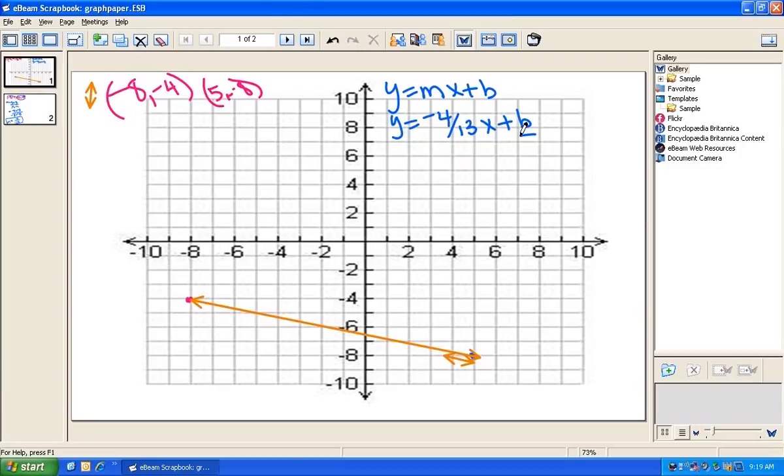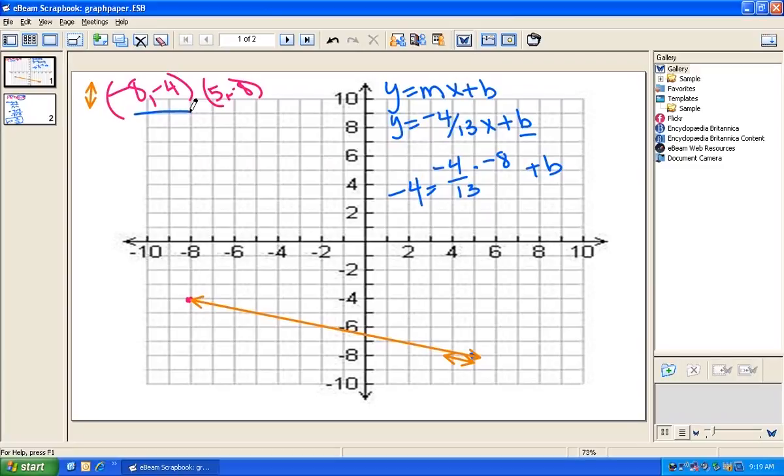Negative 8, negative 4. So that means I'm taking my negative 8 and plugging it in for my x, times my slope, is equal to my y, which is that negative 4, plus b. So all I did was plug in my y and my x from this point here. Okay? And now if I solve, I can get b all alone.